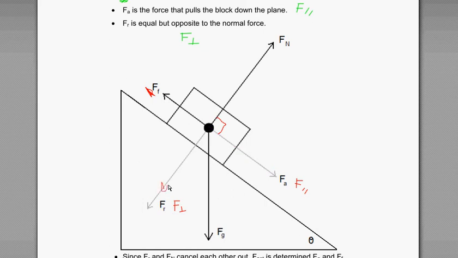This term and this term are always going to be equal but opposite. So they cancel each other out, and you're just simply left with your Ff and your Fa. Now, you may say, well, what about my Fg? Well, my Fg, once again, I really want to stress this, guys, I'm going to break into these components. So if I break my Fg into its two components, let's make a formula.